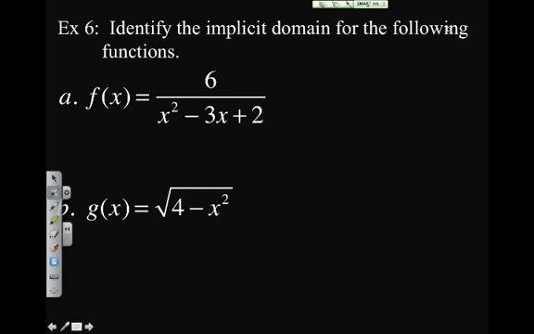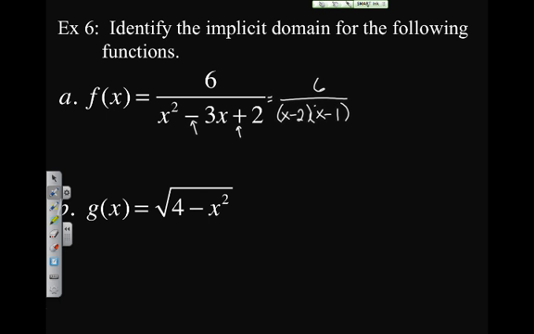All right, identify the implicit domain for the following functions. This is where we have to check out those limitations, fractions, and radicals. So notice the first thing here in part A, we want to factor the denominator because we can't let this denominator equal 0. So when we factor this, we have an x and an x. Again, the signs are the same and both negative, so minus and minus. And factors here that will work for 2 are 2 and 1.